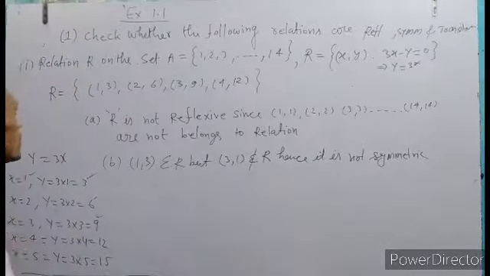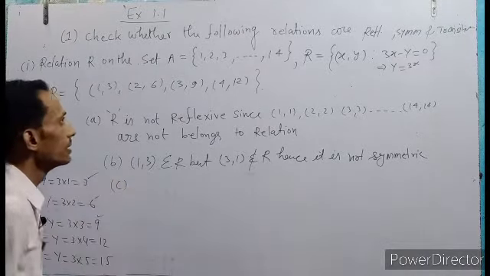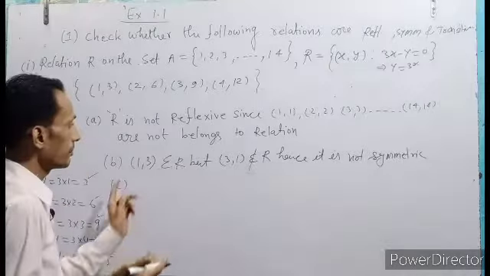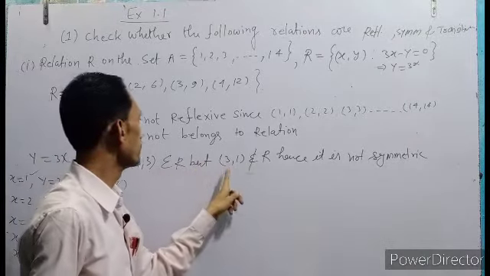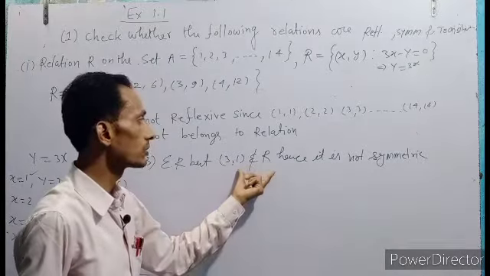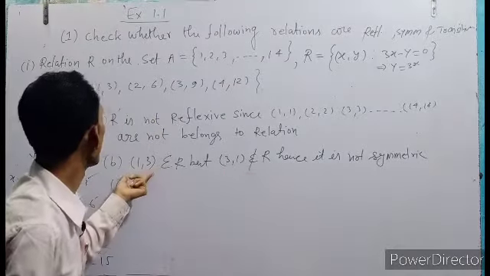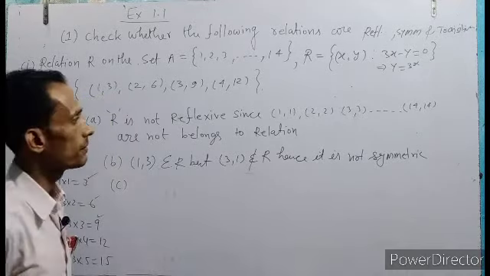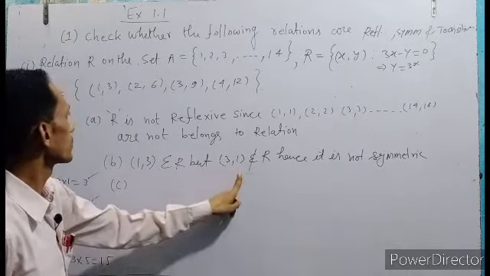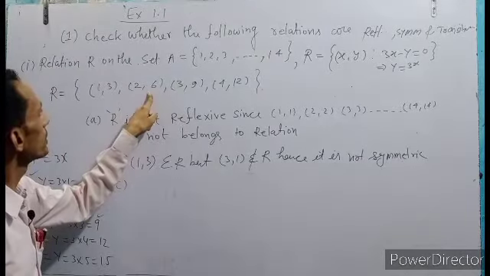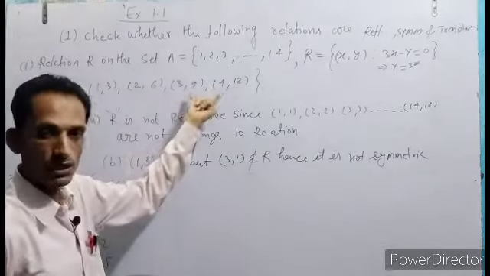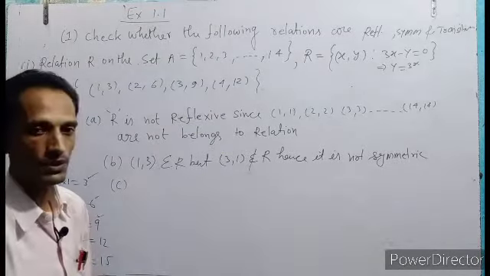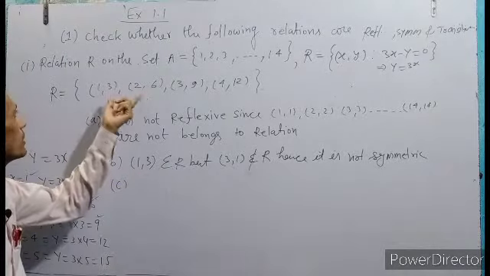Similarly, we can check the third one also. We can check C, symmetric. I have already explained, if (a,b) belongs to R, then (b,a) must also belong to R for symmetric. But there is no ordered pair in the relation that follows the rule of symmetric. It means (1,3), then (3,1) must be here. (2,6), then (6,2) must be here for symmetric, but there is no element which follows the rule of symmetric. So this is not a symmetric relation.